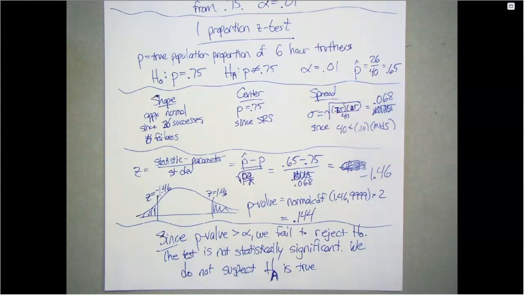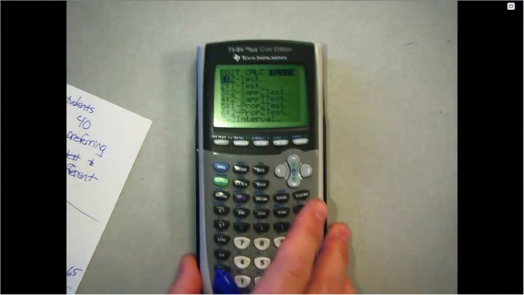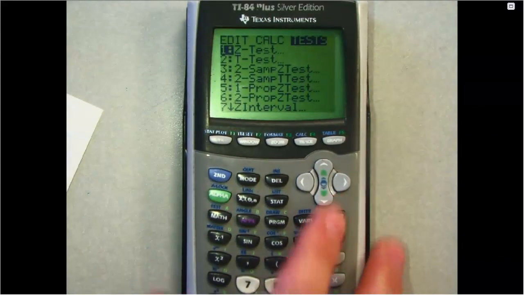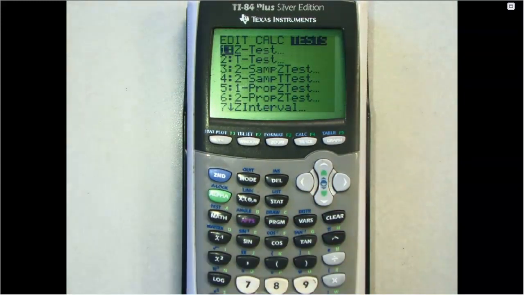Alright, so go to your calculator. Your calculator actually does this. Go to stat tests, the same menu where we did the confidence interval. So which one is it? What are we doing? One prop Z test, number 5.